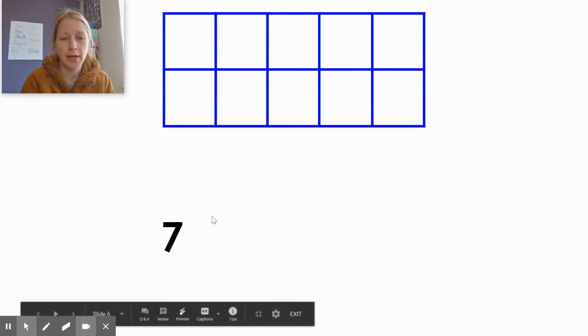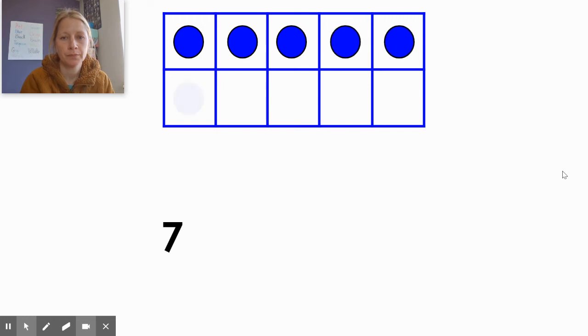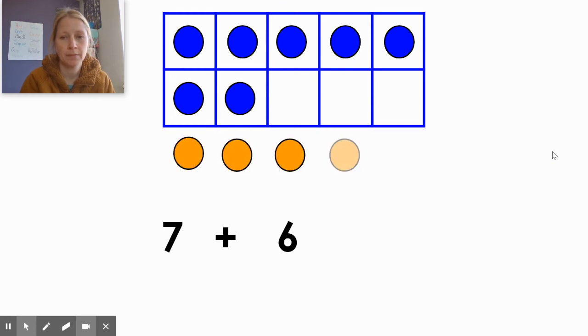Okay, let's look at our number 7. I need to represent the number 7 in my 10 frame. I have 7 of my frames filled in, and I'm going to add 6. Let's see. So here's what that looks like. I have 7 in my 10 frame and I have 6 ones.